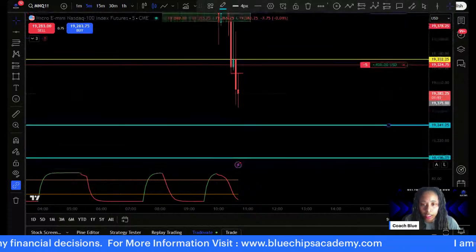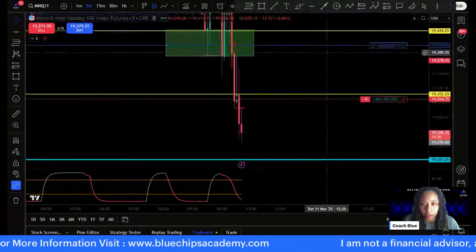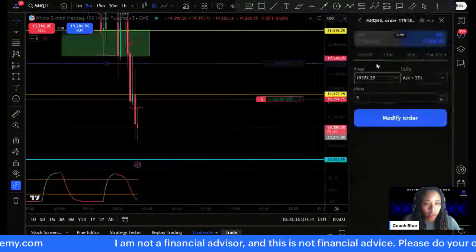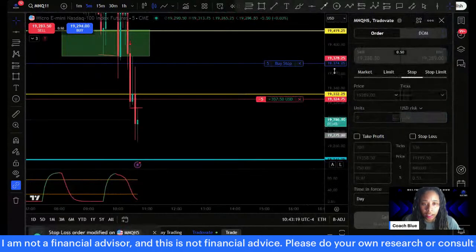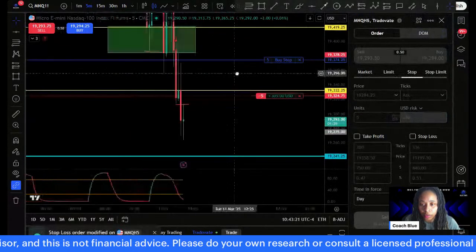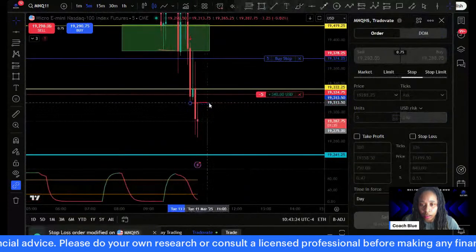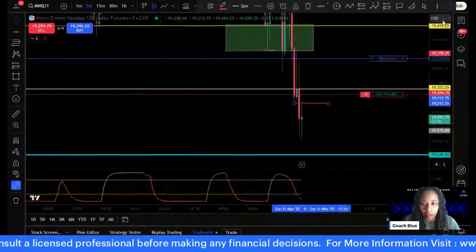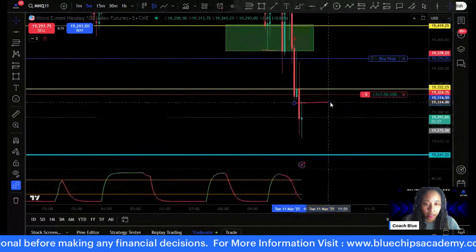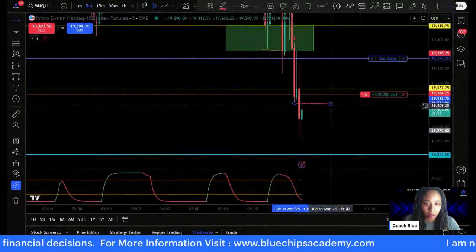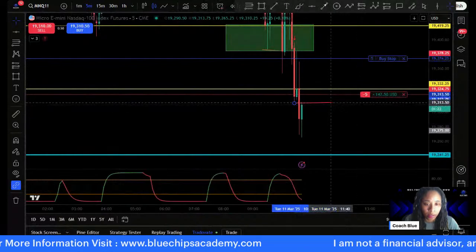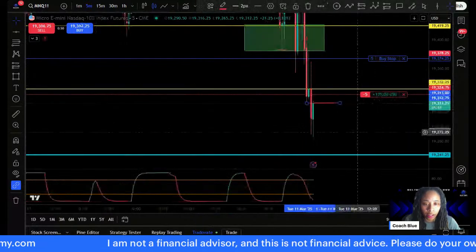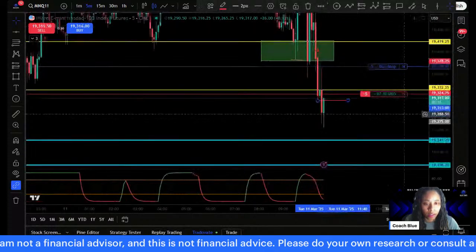I'm still giving my stop a little bit of space here though, guys, because I'm going to bring it down to probably here. So my stop is at 19,334.25. And if we get to this level here, then I'll break even. But we're not there yet. So let's see what we get. Like I said, if you want to protect your position, you can definitely do that.